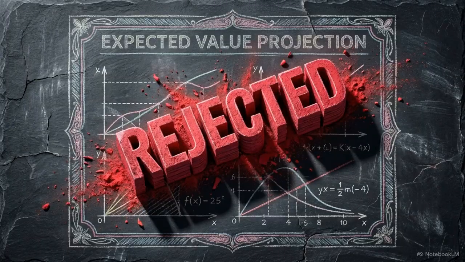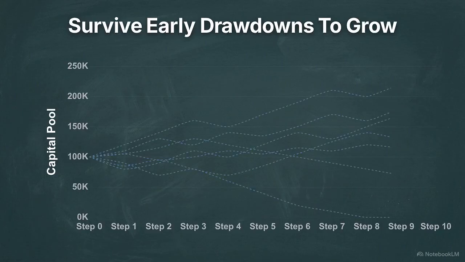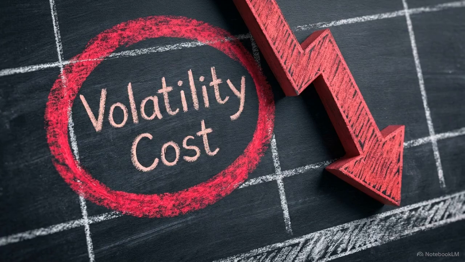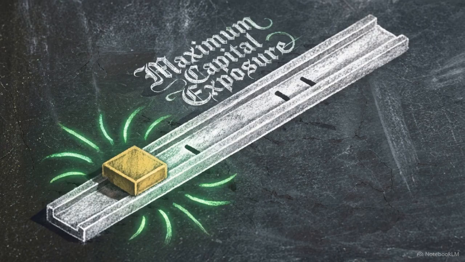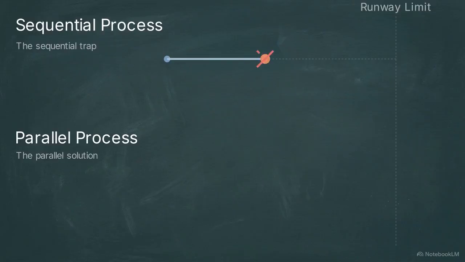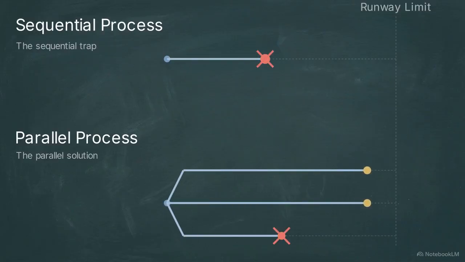Stop presenting expected value as proof of viability. Run Monte Carlo simulations to test the specific path your capital takes to ensure the early drawdowns are survivable. Treat volatility as a strict tax on growth. Apply the Kelly criterion to cap your exposure relative to your capital constraints. Convert sequential problems into parallel ones. True diversification allows averaging to work before your runway is exhausted.